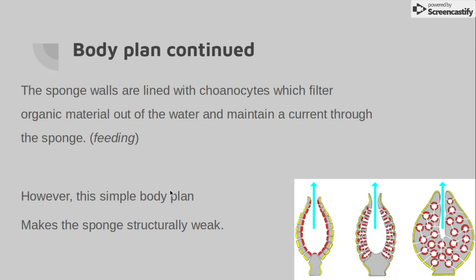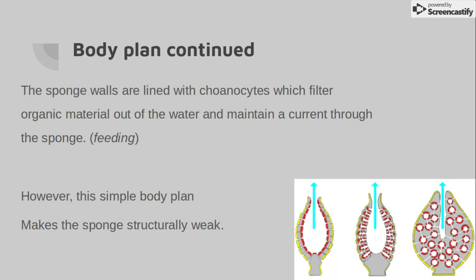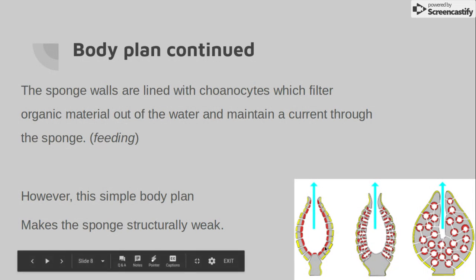This is the simplest body plan. However, it makes the sponge structurally weak. So it's the shortest. It can only go up a certain amount, otherwise it would probably break. I don't know. But one of these can probably get a lot bigger, like 3 feet or something. I'm just pulling out random numbers, but the point is that this one can get a lot bigger than this one.